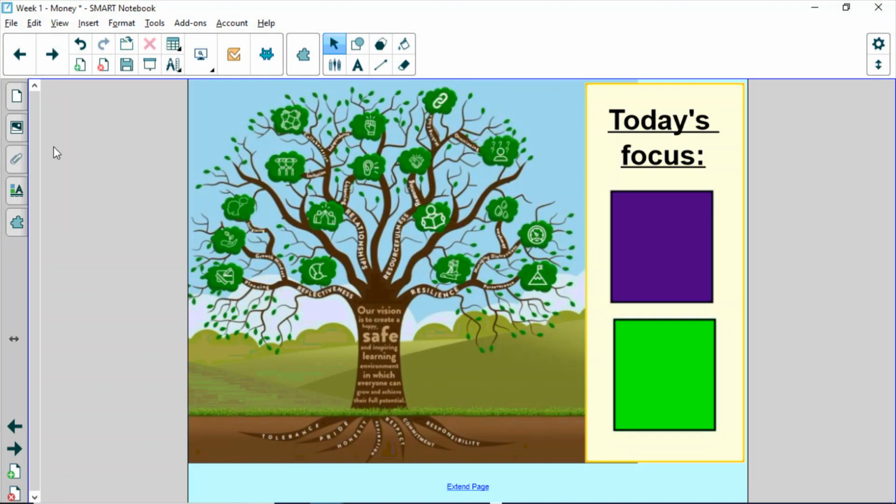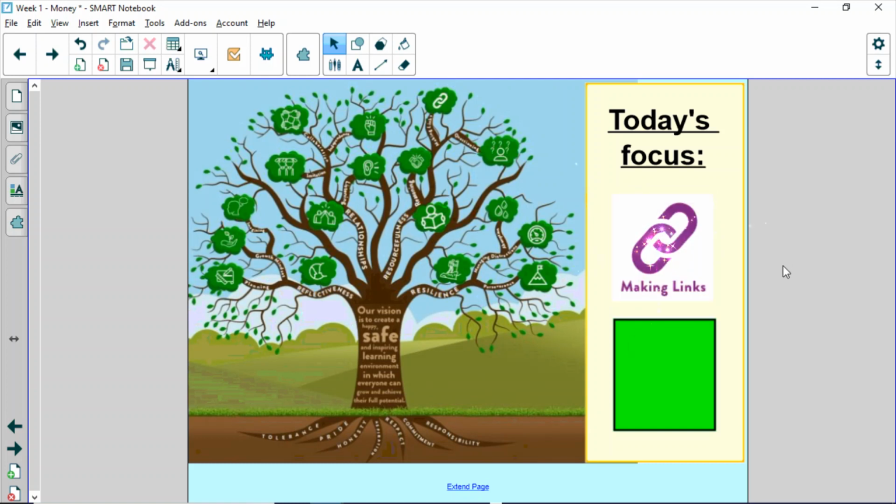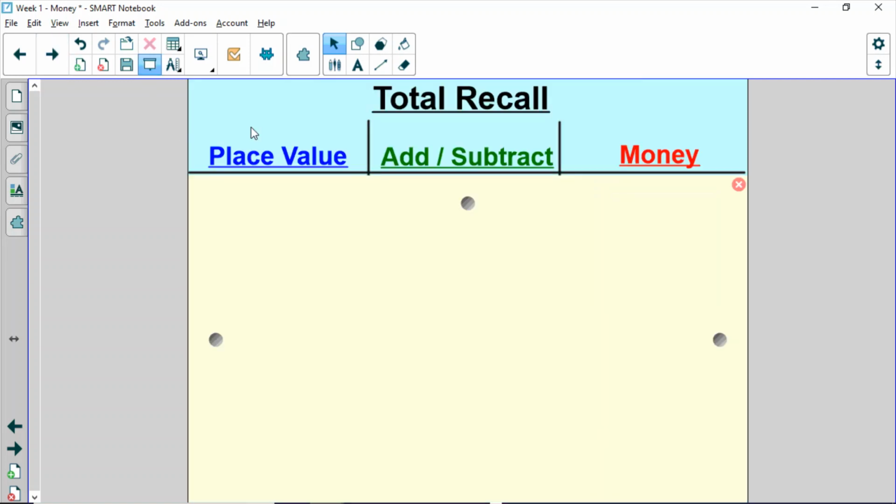Okay, let's get started then with our learning powers for today. So our main focus is making links. We're going to be thinking about what we've learned with money, especially in year 3 with pounds and pence, and using it and our perseverance skills to answer today's questions. So let's get started with our total recall.